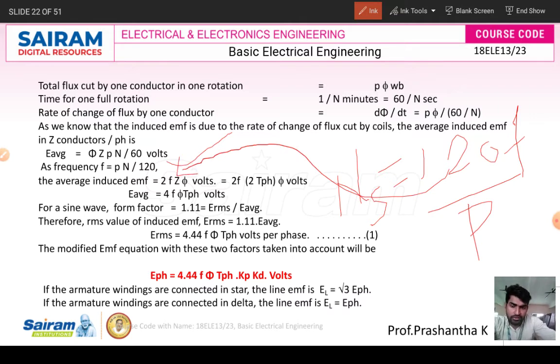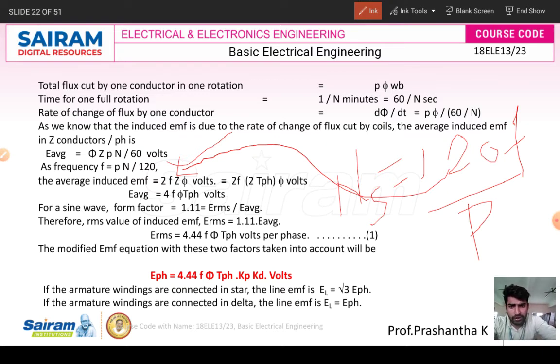So the average induced EMF is 2fφ Tphase volts, that is 4fφ Tphase volts. For the sine wave, the form factor is 1.11, right? That is the RMS value by the average value, form factor, which we discussed in the first module. So that is 1.11, so E RMS is equal to 4.44 fφ Tphase volts per phase.